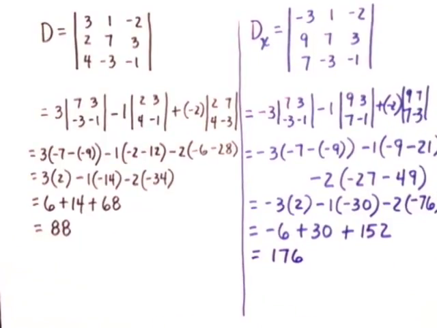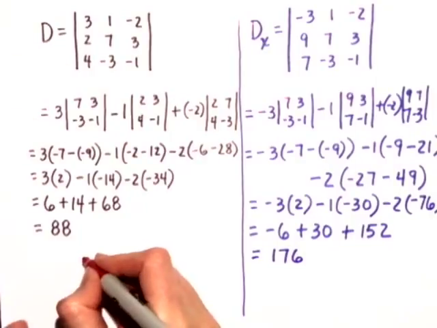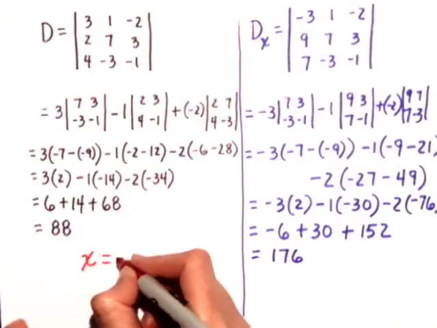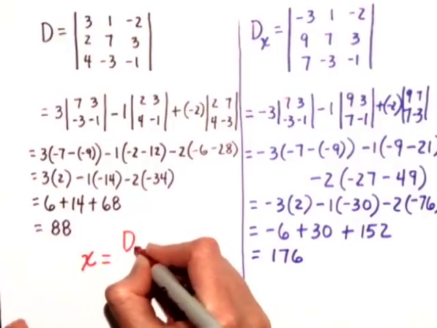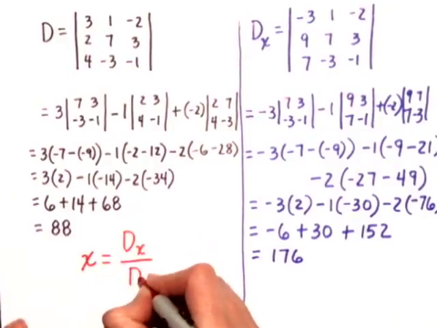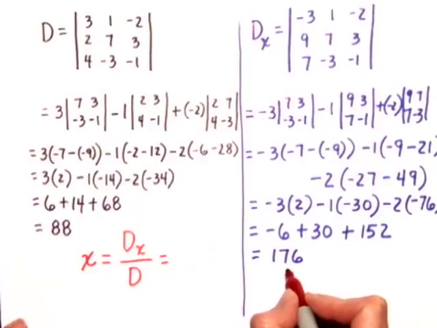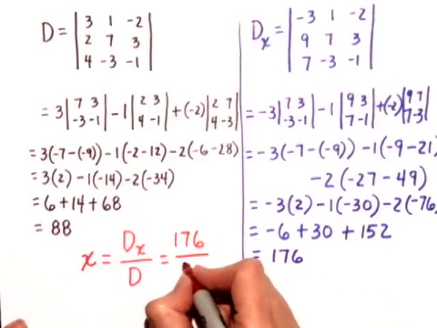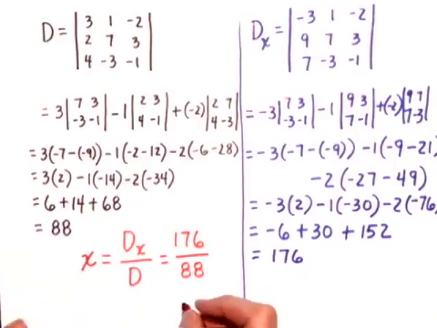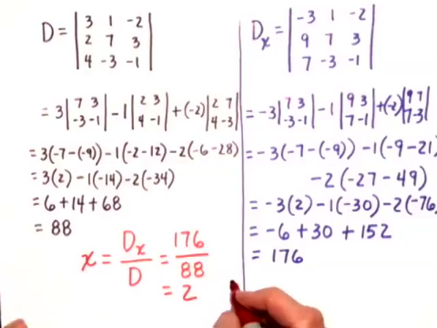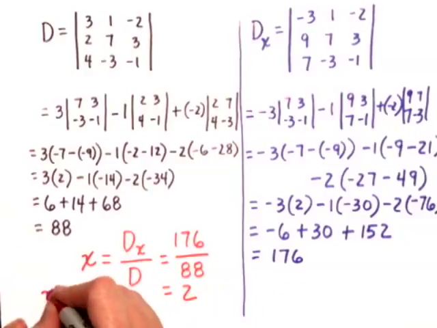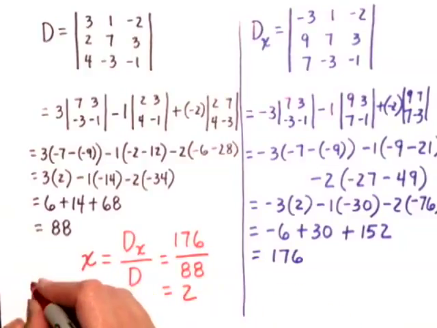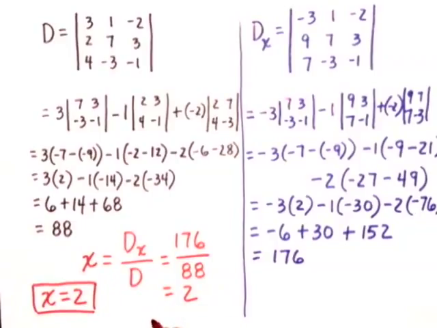Now, what is our answer going to be? Well, remember the answer for x is going to be d sub x divided by d. Well, here's d sub x, 176, divided by d, which was 88, and 176 divided by 88 gives us 2. So our solution for x is that x is equal to 2 by using Cramer's rule.